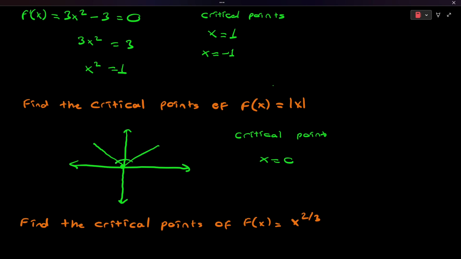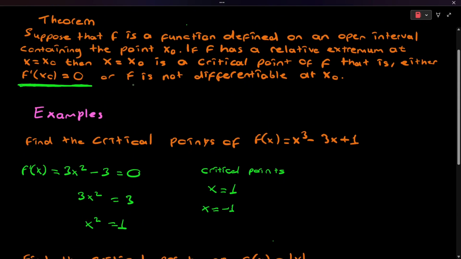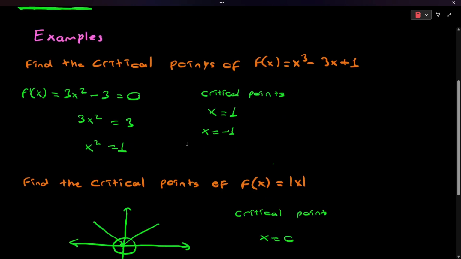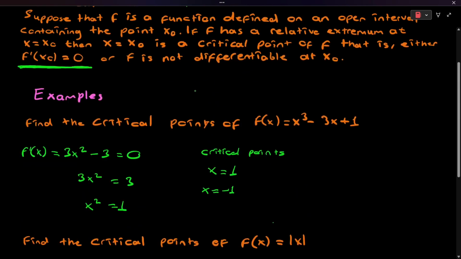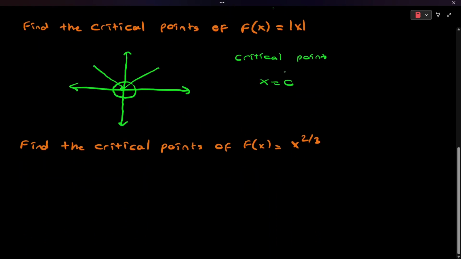Why? Because at this point, I don't have a derivative. From the definition, it says f is not differentiable at x0 if it's a critical point. This is or, of course, I'm reading the part after the or, so therefore, at this point, I have a critical point.